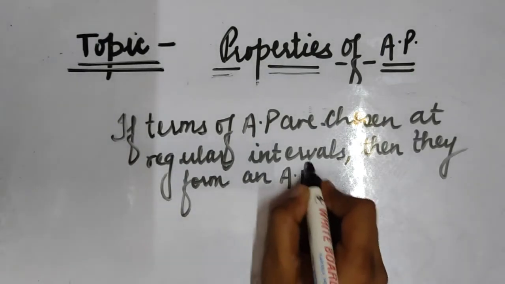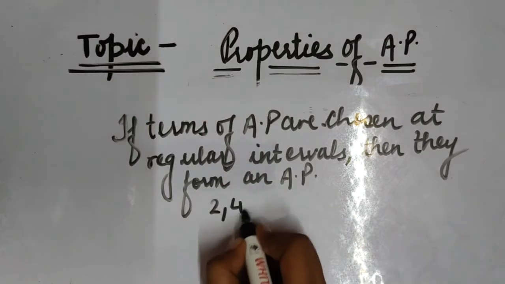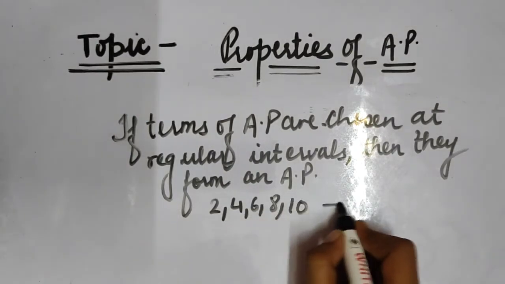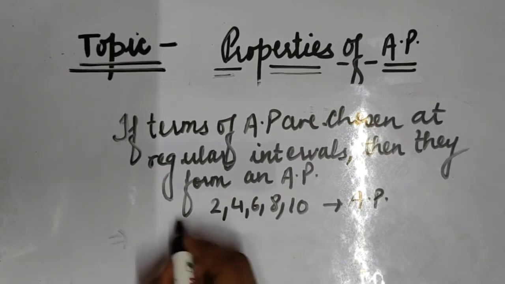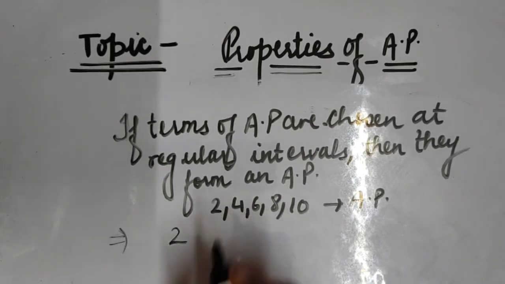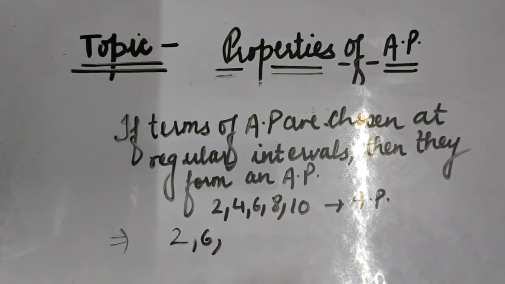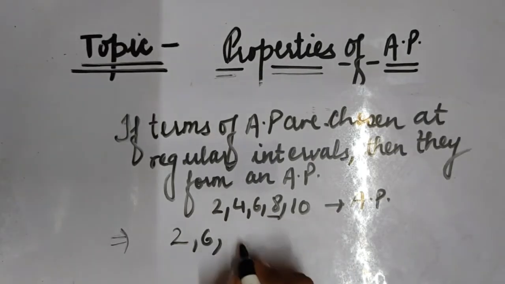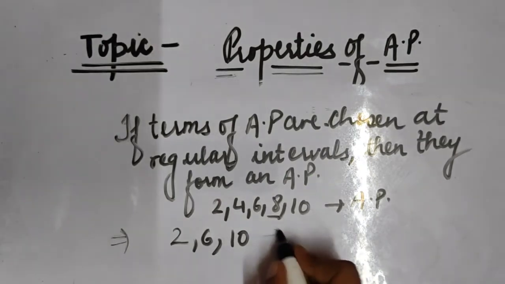Now see here, what is the meaning of this property? Suppose you have an example 2, 4, 6, 8, 10. This is an AP. If I am choosing the terms at regular intervals, like I chose 2, after that I skipped one term, I skipped 4, then I have taken 6. After that again I skipped 8 and I took 10. So they are saying if the terms are chosen at regular intervals, then the sequence that forms will also be an AP.